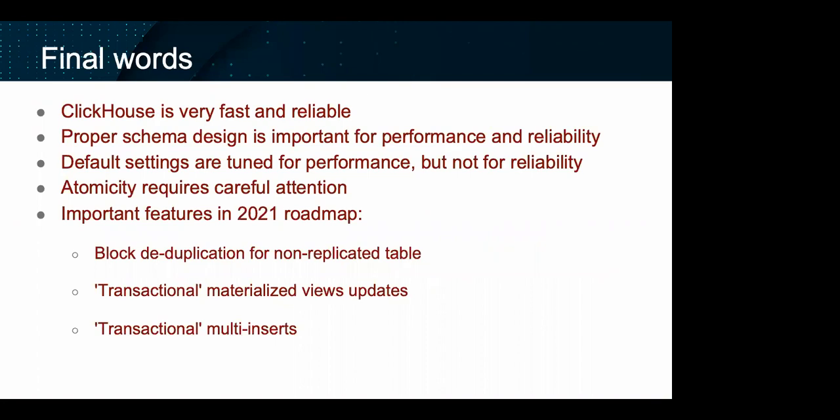Final words. As we all know, ClickHouse is very fast and reliable, but sometimes bad things happen. So proper schema design is probably the first and most important thing for performance and reliability. So this is the first thing to pay attention to. Default ClickHouse settings are tuned for performance. So ClickHouse is configured for performance's sake, but not for reliability. So if you want to get more reliability guarantees, you have to change some settings.